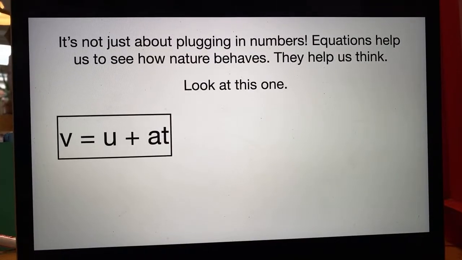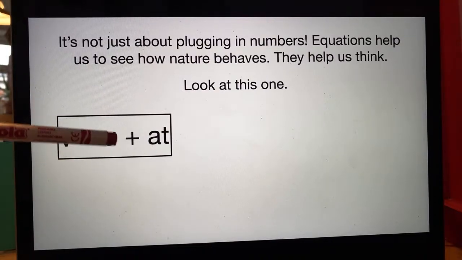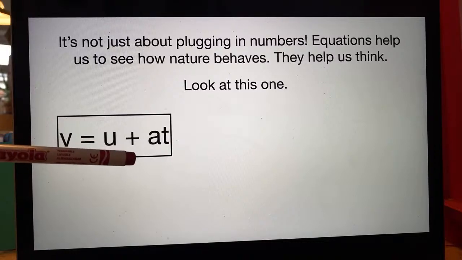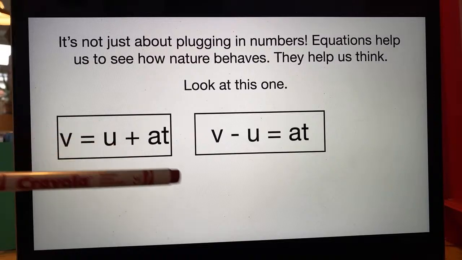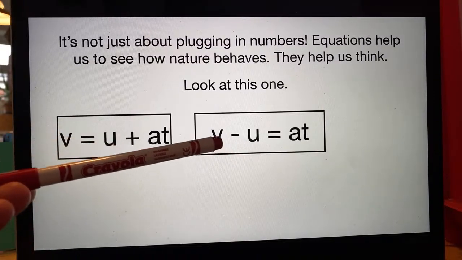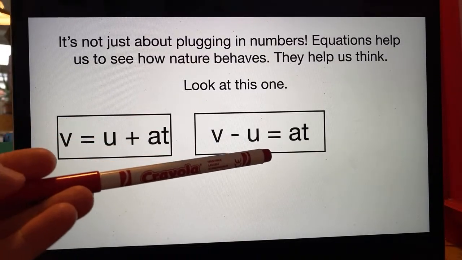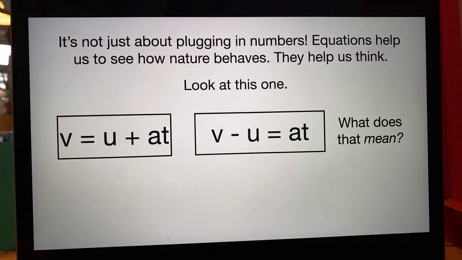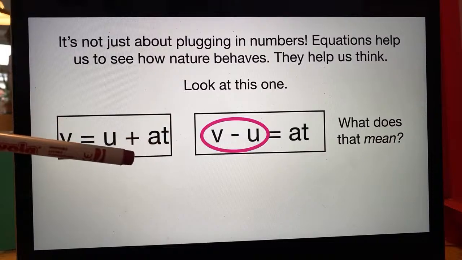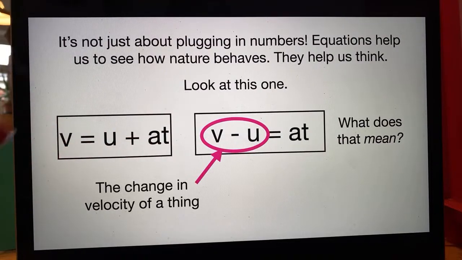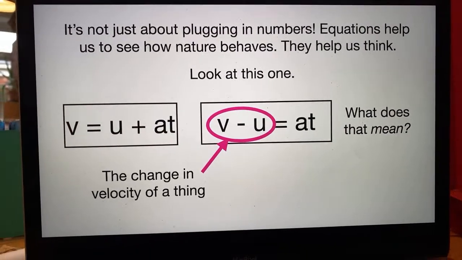We have got v, the velocity that it ends up as, is equal to its starting velocity, u, plus acceleration times time. Let's rearrange it. v minus u, final velocity, take away the starting velocity. What does that actually mean? We've just seen it. But what is it talking about? Well, can you see that the last velocity, take away the first velocity, that's a change in velocity of the thing. Yeah, hopefully you can see that.